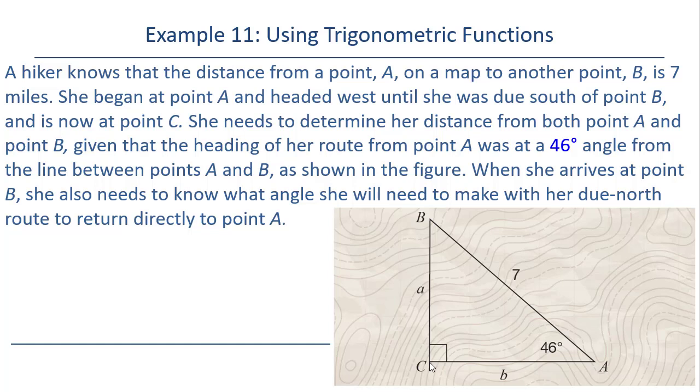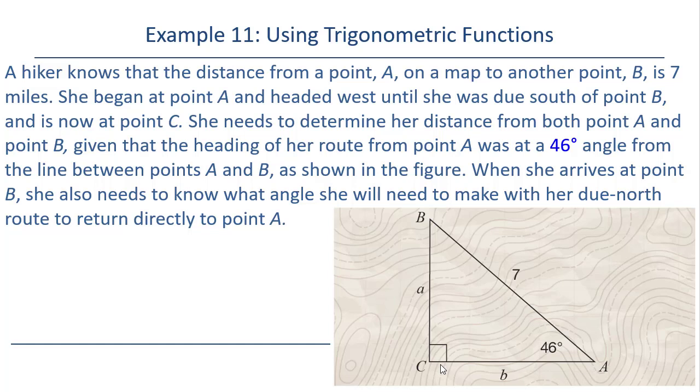Now, she needs to determine her distance from both point A. She needs to figure out how far she traveled to get to C. And then, given that she started at a degree of 46 degrees, so she was 46 degrees off from B. That's this angle here.